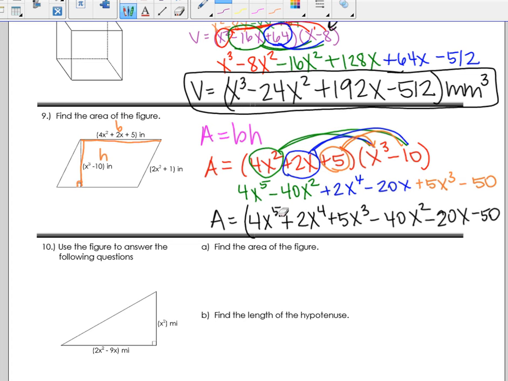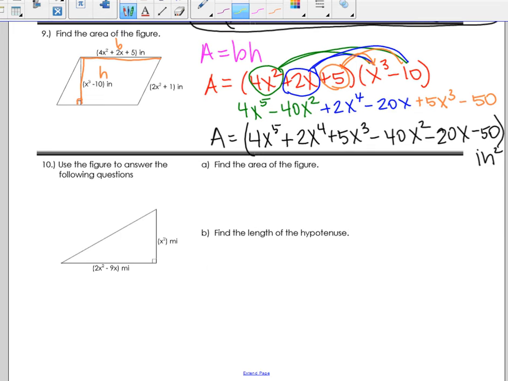So your area is that whole polynomial, and then its area is in inches squared. Make sure to give it some context. Okay. You could multiply backwards there and start with the x to the third and distribute it 3 times. That's fine too. It really doesn't matter.